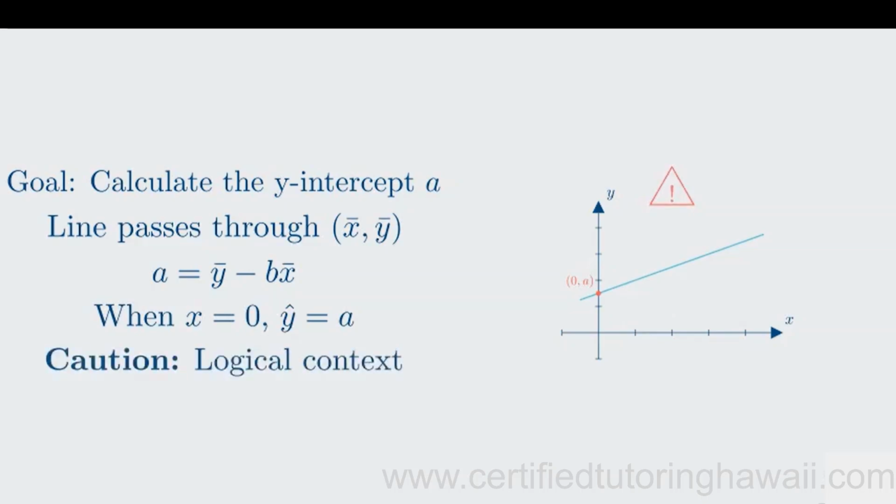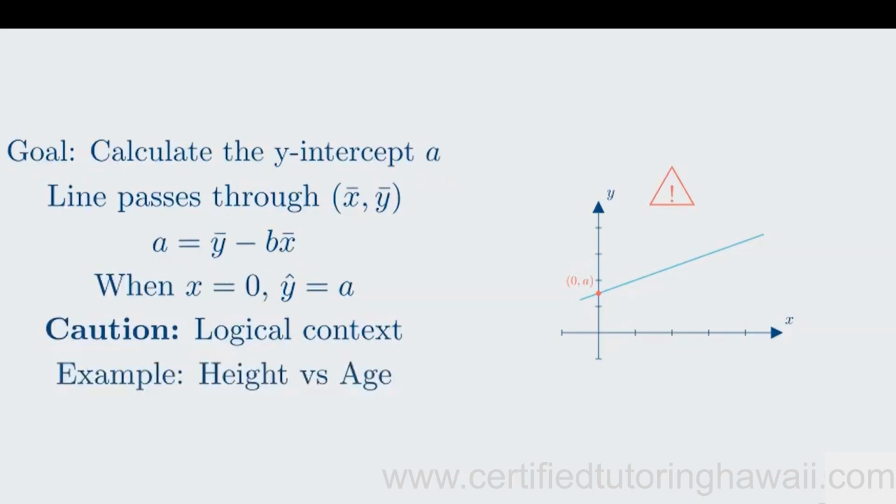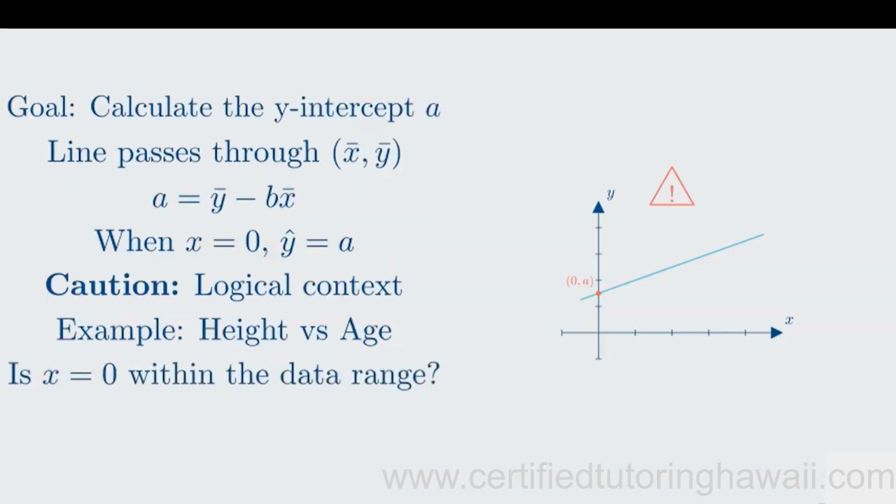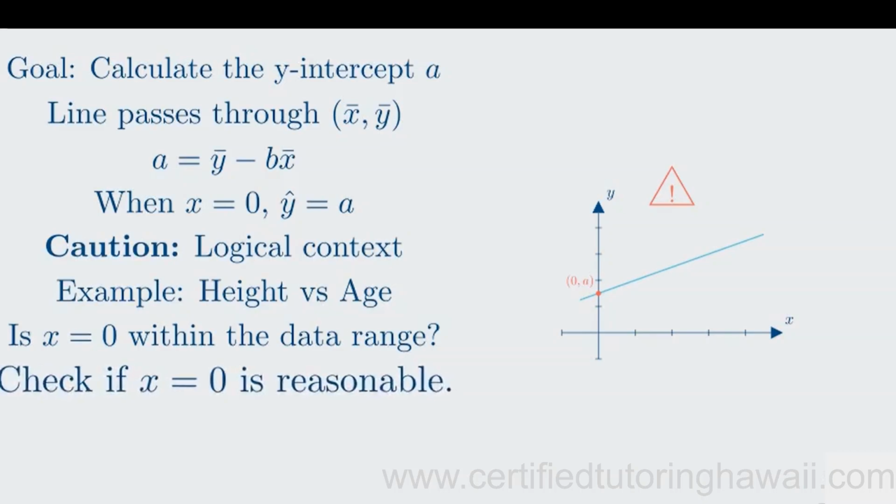Sometimes the y-intercept does not have a logical interpretation in context. For example, if you are predicting a student's height based on their age, the y-intercept would represent the predicted height at age 0. While mathematically possible, a height of several inches for a person who hasn't been born yet might not make sense in every dataset, or the data might not even include values near 0. Always check if x equals 0 is a reasonable value for your data before interpreting the intercept literally.